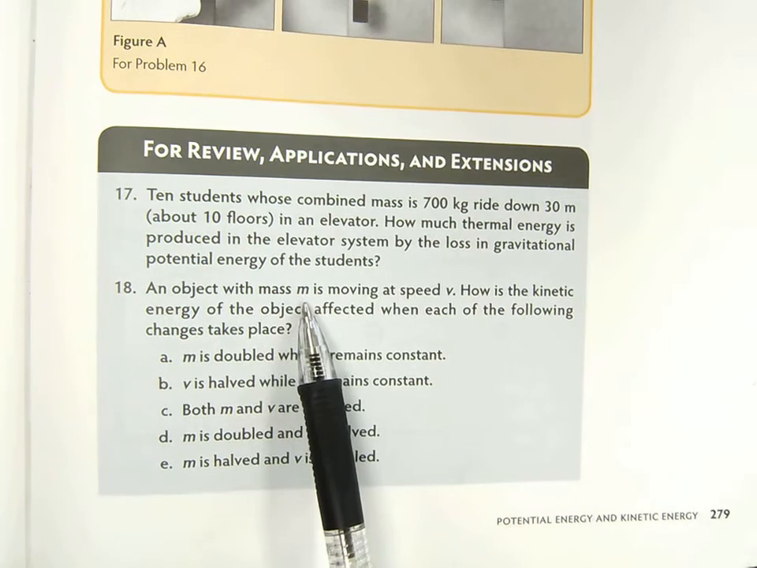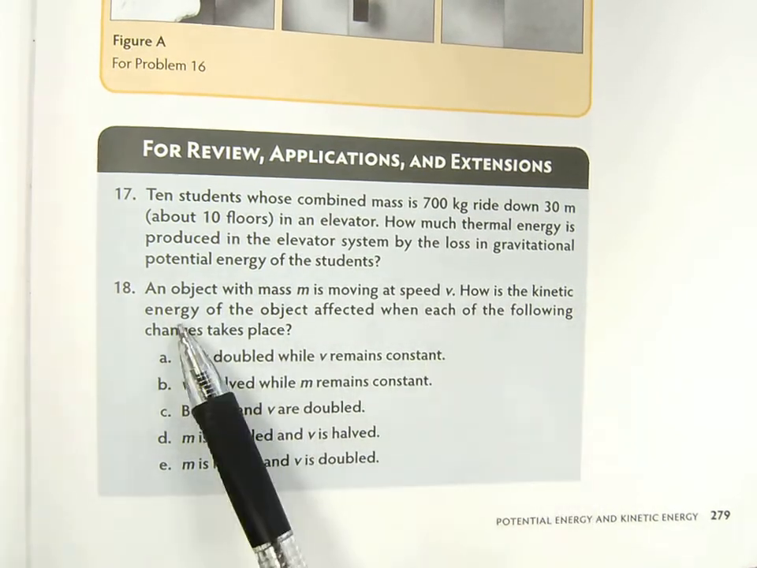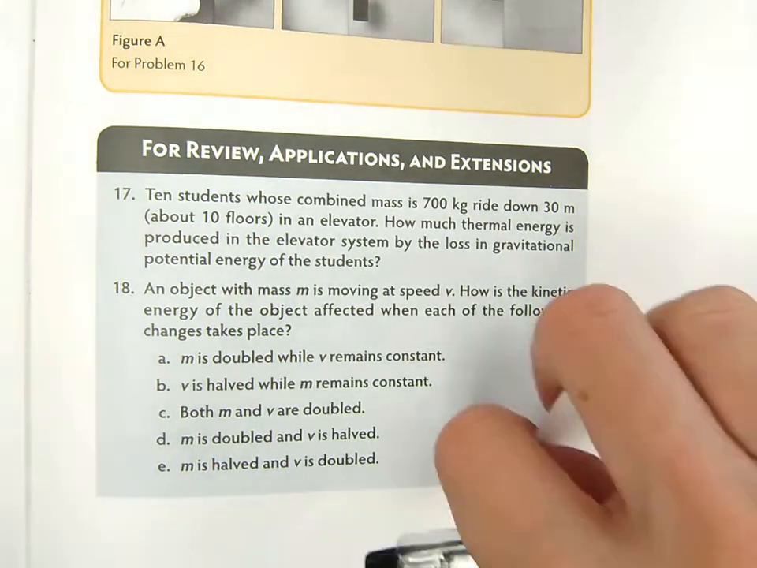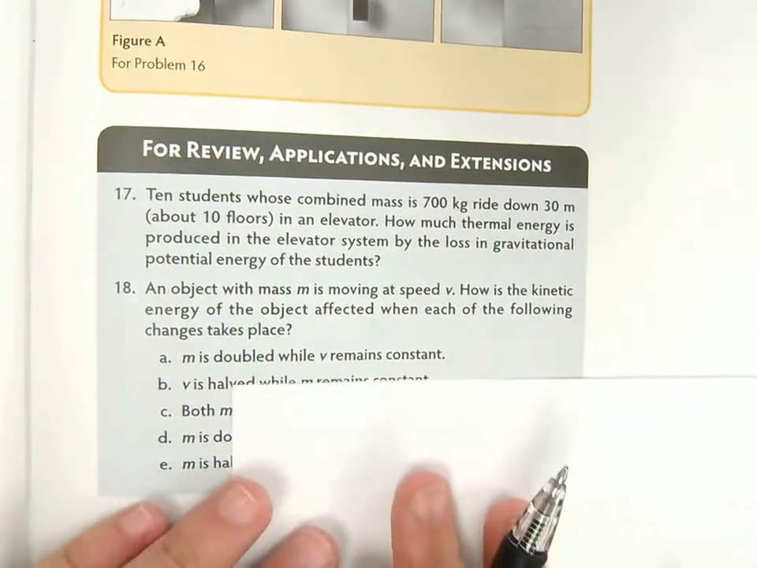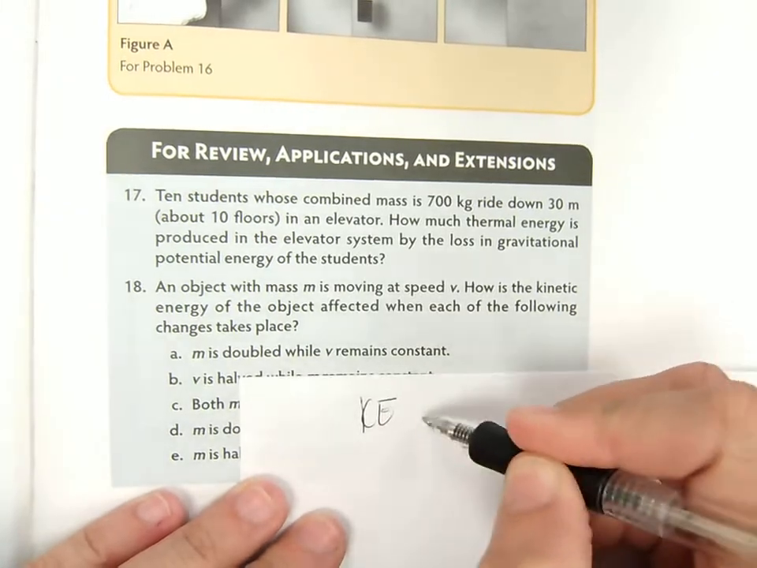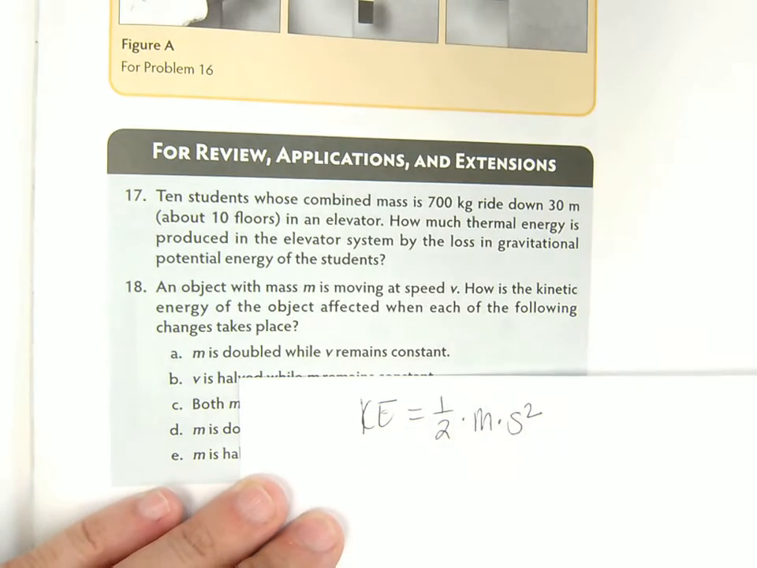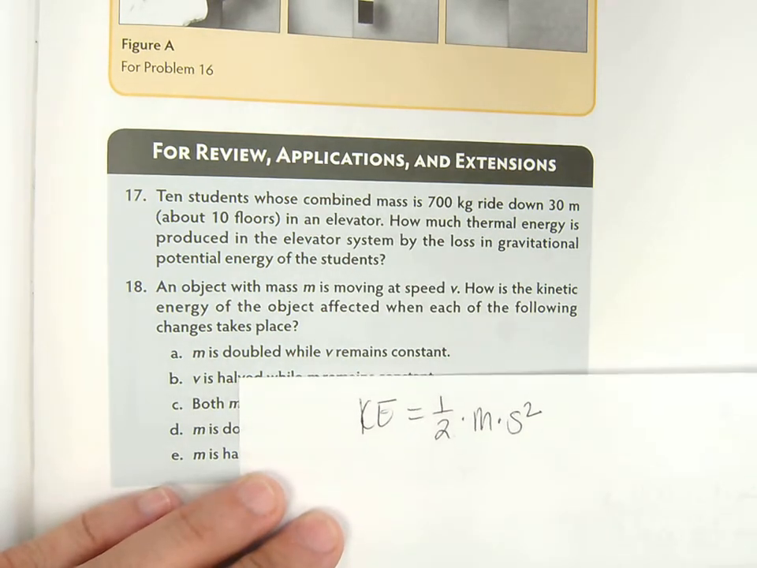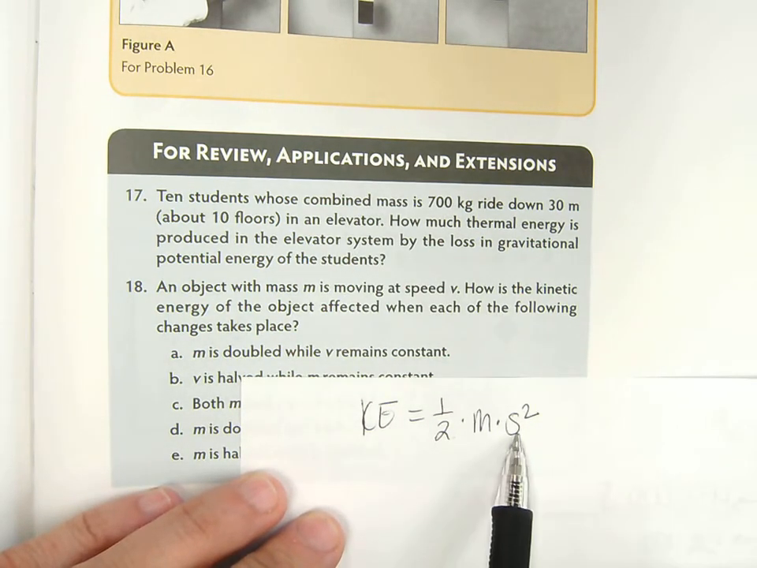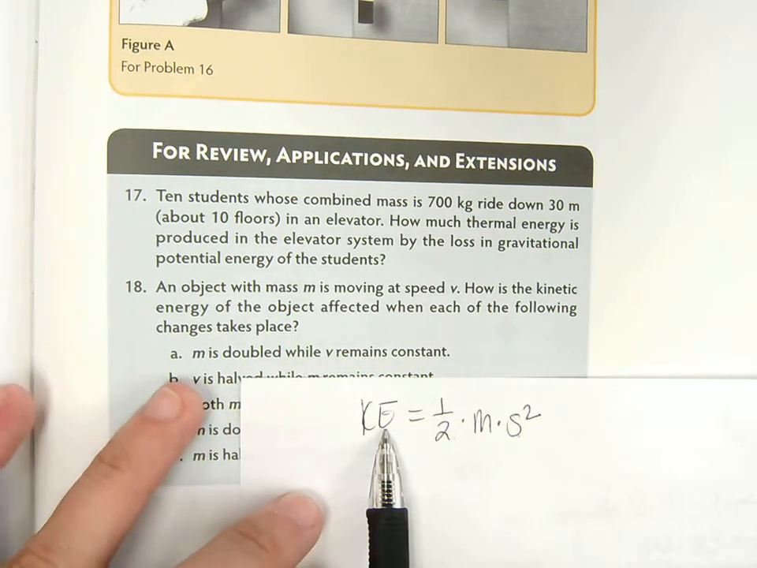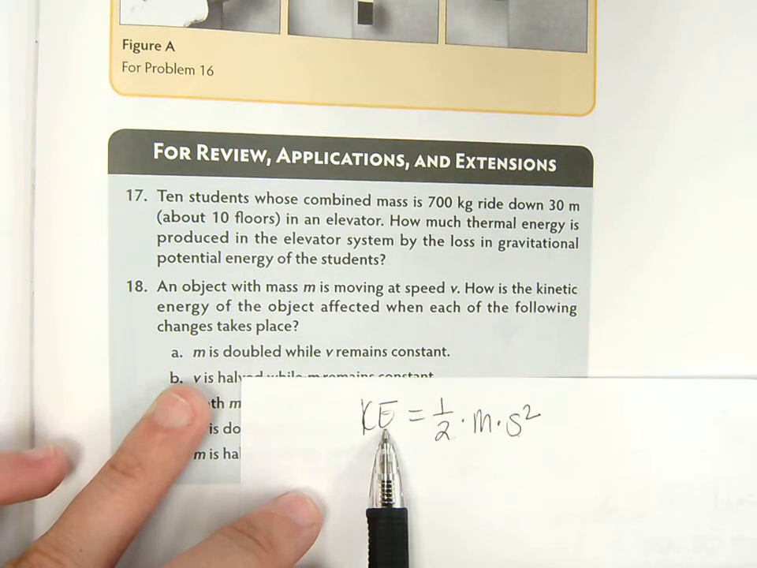An object with mass m is moving at speed v. How is the kinetic energy of the object affected when each of the following takes place? Oh, this is a good one. Okay. m is doubled while v remains constant. So let's look at how each of these would affect it. Half times mass. And actually, I believe there were a couple of questions on here about how kinetic energy might be affected if you change the variables. So this is a good one. All right, so if this stays constant and this is doubled, then the kinetic energy will be doubled. So for A, the kinetic energy would be doubled.